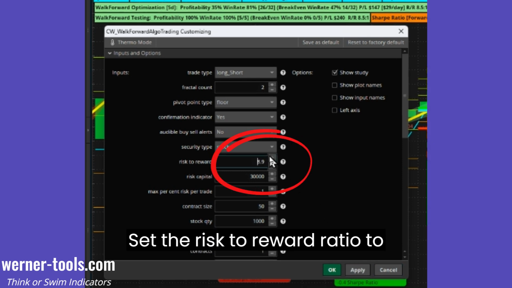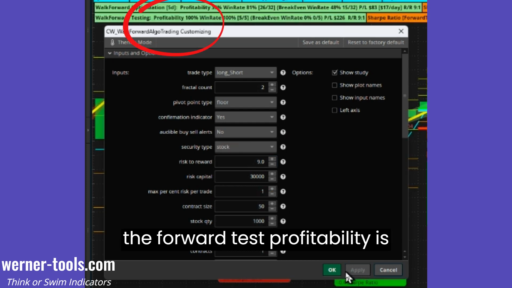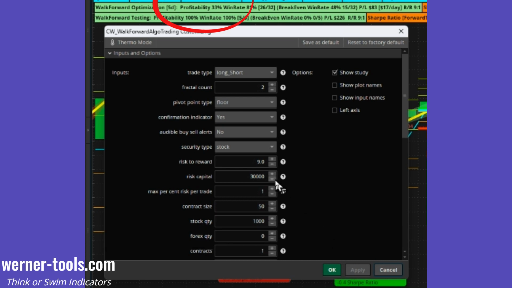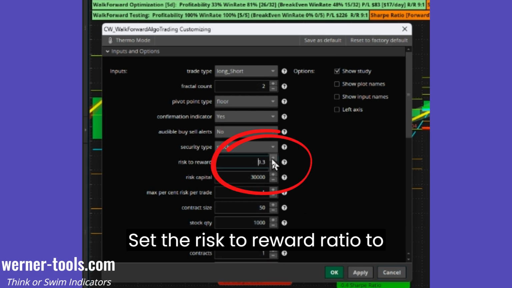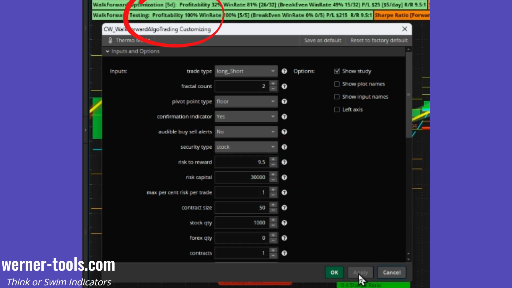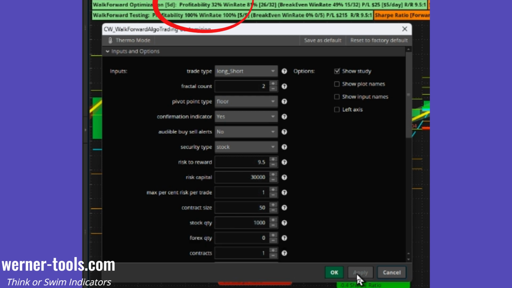Set the risk-to-reward ratio to 9.0. Observe that the forward test profitability is 100% and the back test profitability is 33%. Set the risk-to-reward ratio to 9.5. Observe that the forward test profitability is 100% and the back test profitability is 32%.